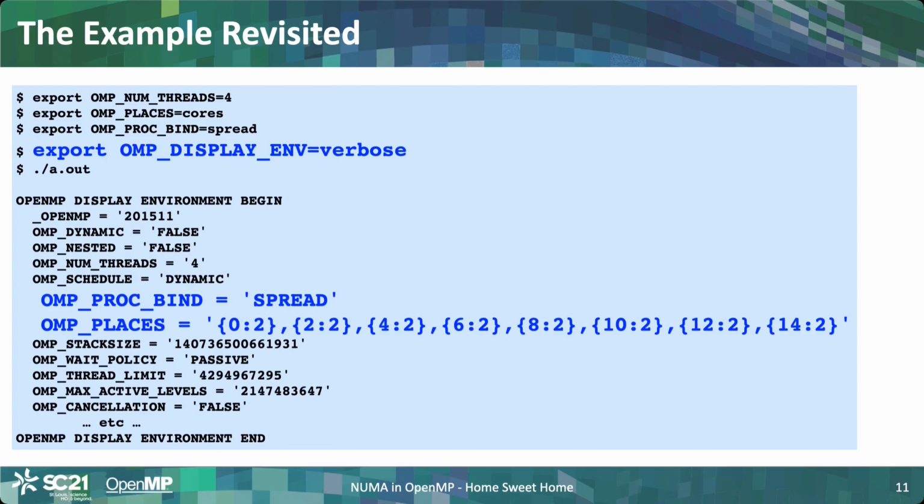So the first one, 0, colon 2, means 0, 1. The next one is 2, 3, 4, 5, etc. So that's what I get.